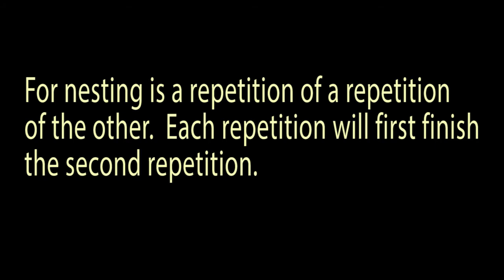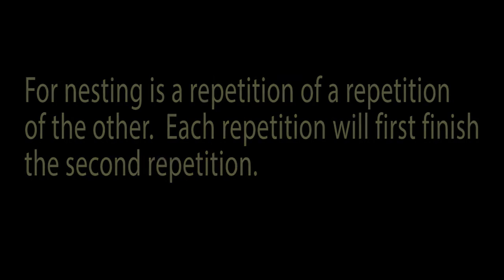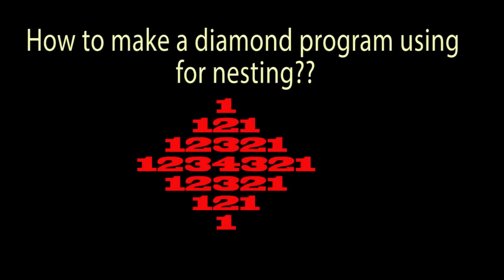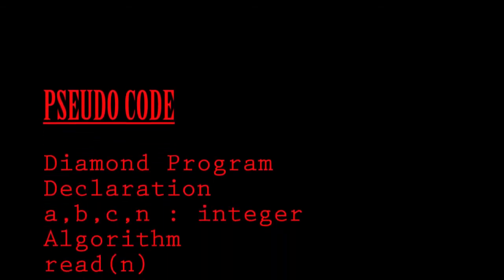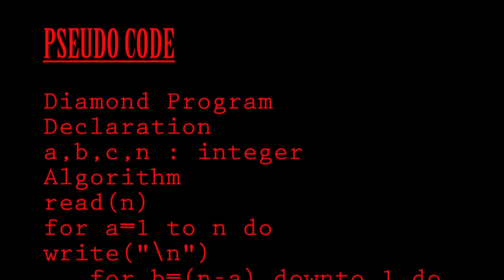Nested for is a repetition inside another repetition. Each outer repetition will first wait for the inner repetition to finish. Now we will create a diamond program using nested for. The first step is to make pseudocode. The following is the pseudocode of the diamond program.